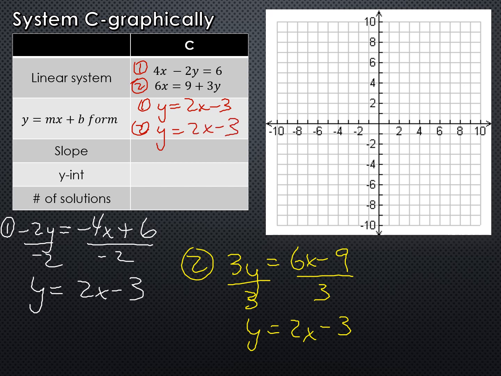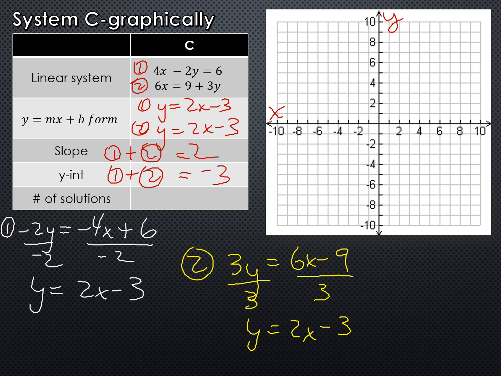You should notice that we have the exact same equation. They just were multiplied by different coefficients. If we compare the slope, 1 and 2 both have a slope of 2. The y-intercept, 1 and 2 both have the y-intercept negative 3. Number of solutions, let's graph them and see.